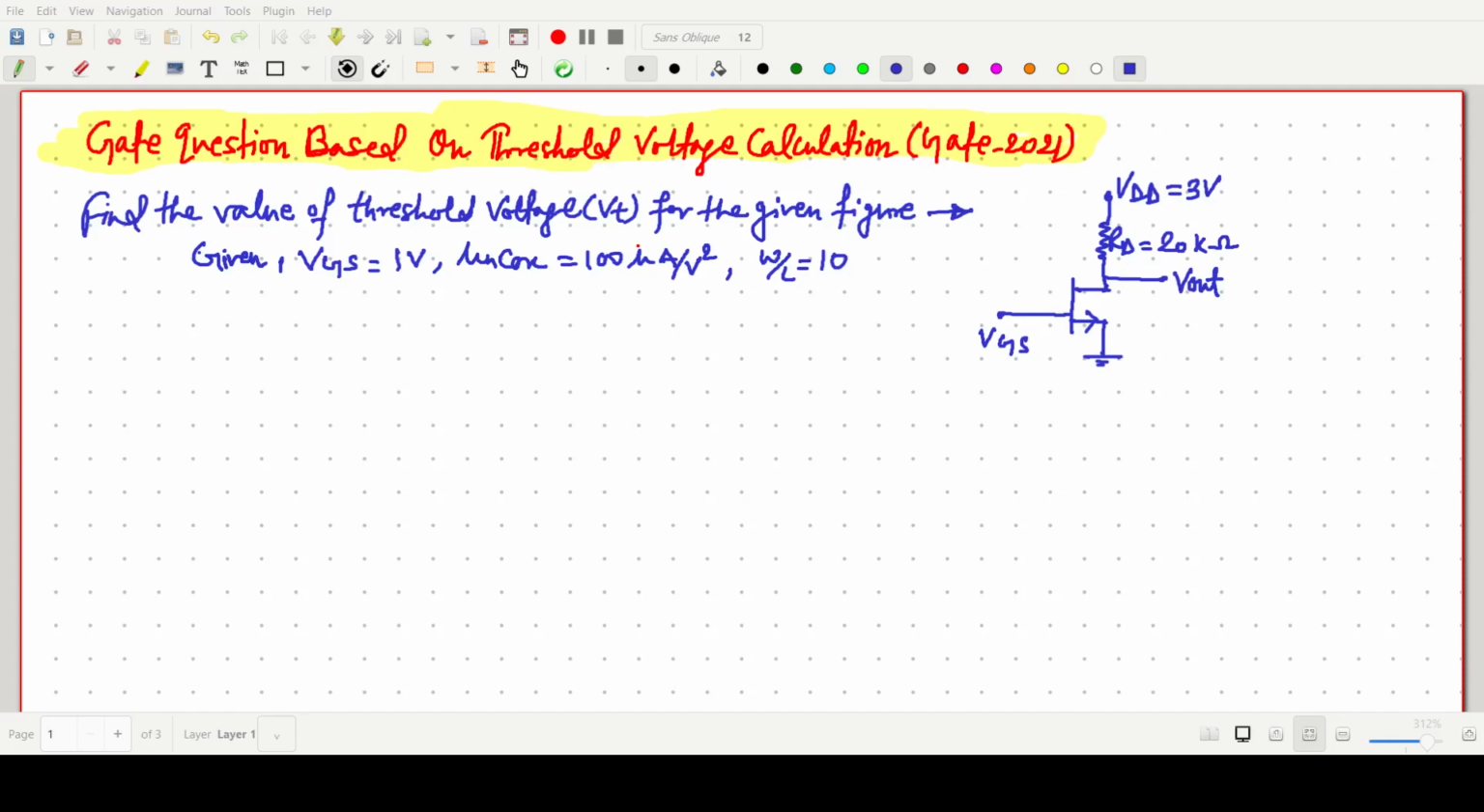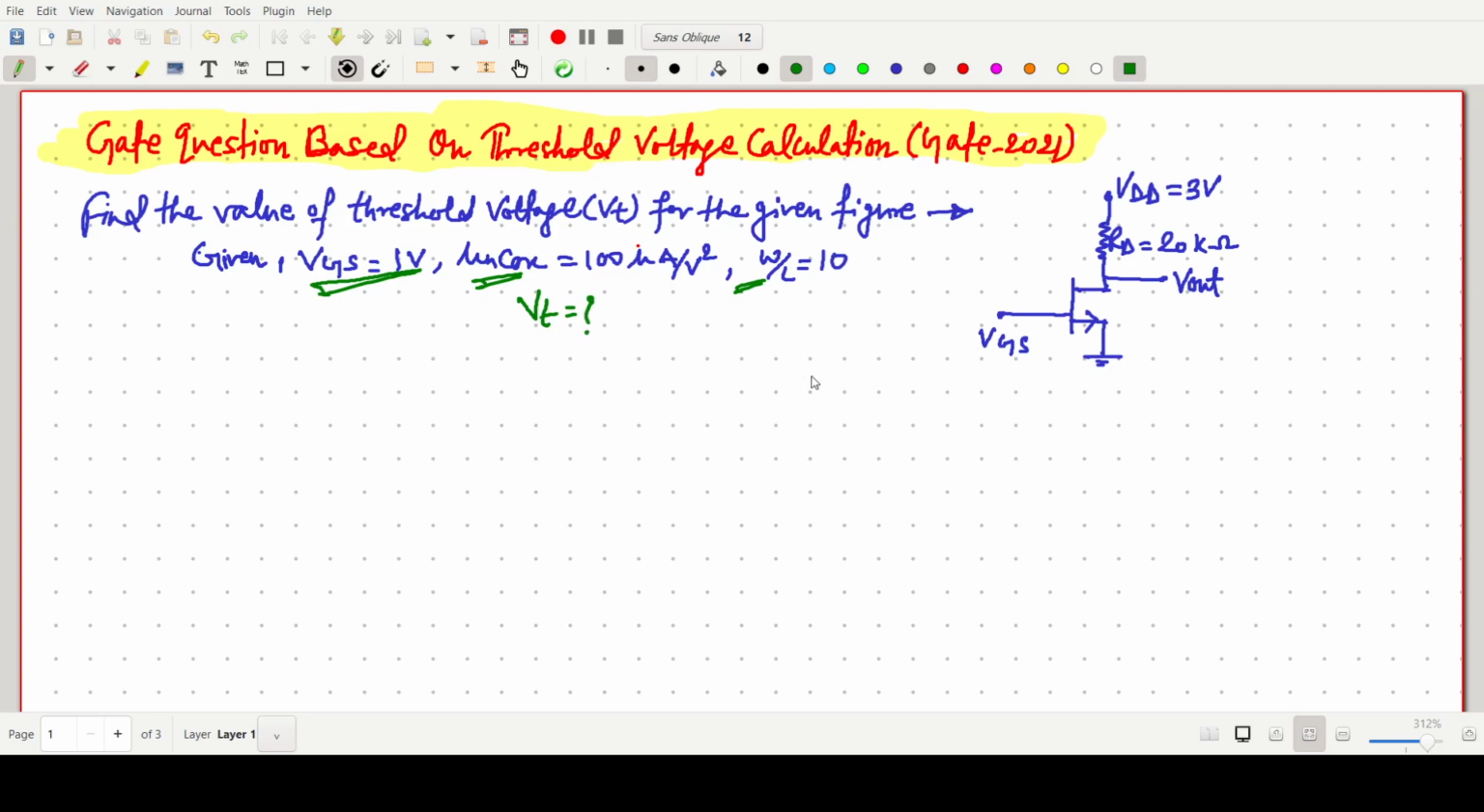Welcome everyone. In this video lecture, we will solve a GATE 2021 question, which is basically based on the drain current equation. But here we have to find the threshold voltage. The given items in this question are the gate to source voltage, then mu n Cox, and the aspect ratio W by L. So we have to find the threshold voltage Vt.